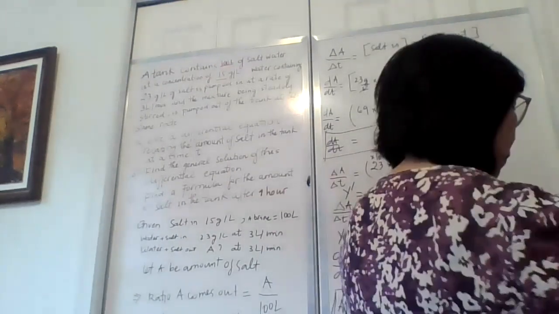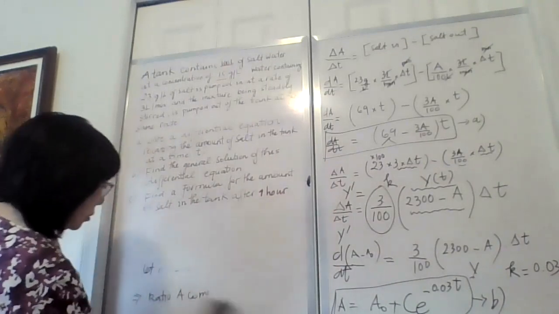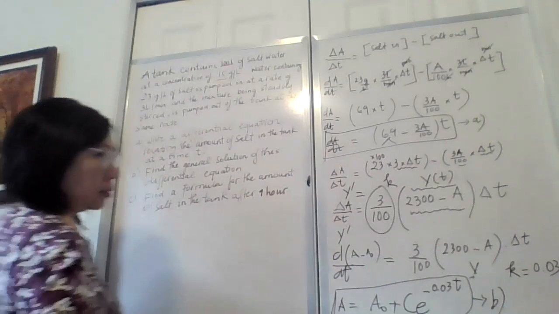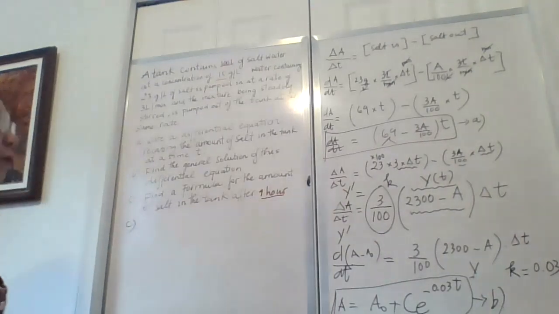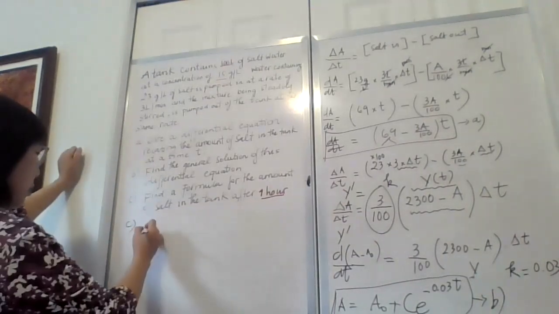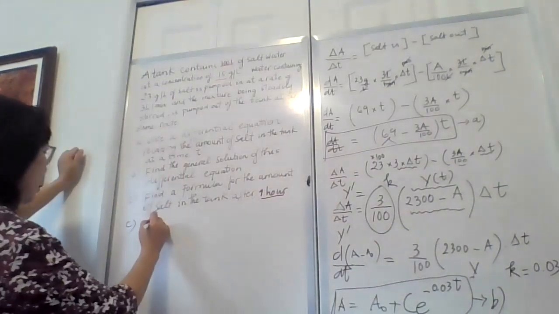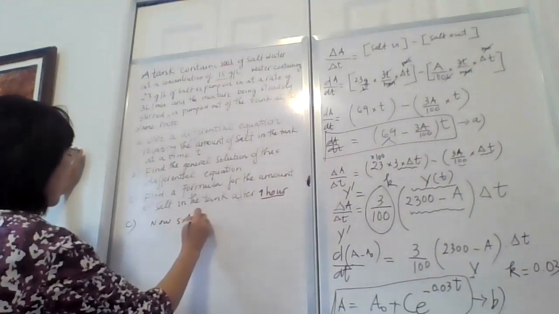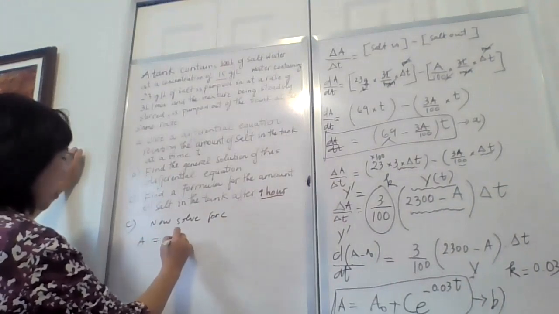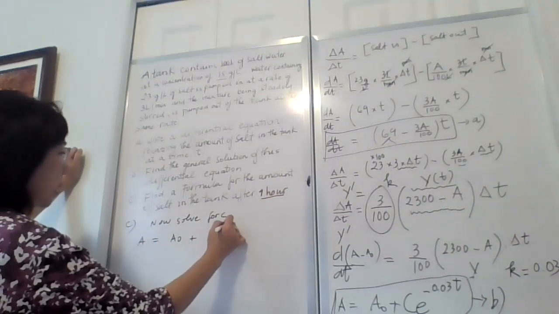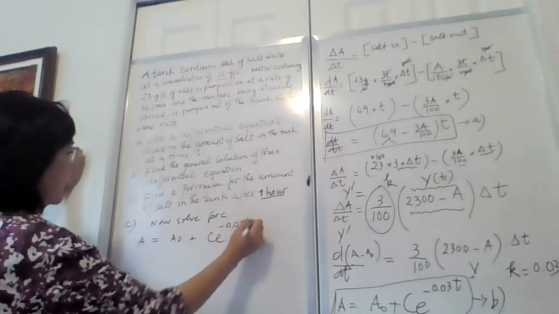So now we're going to solve for C. And how do we solve for C? To solve for C, we know that after 1 hour, we're going to find out the amount of sun after 1 hour, right? So first we have to find out what C is here, right? So now solve for C. So we're going to say A equals A0 plus C E to the minus 0.003 T, right?